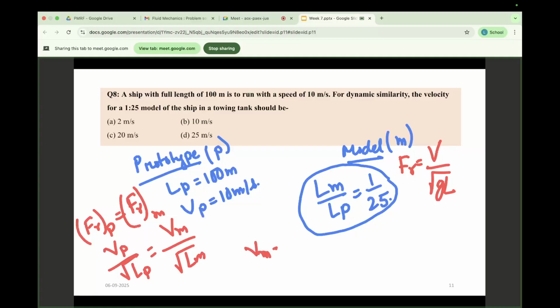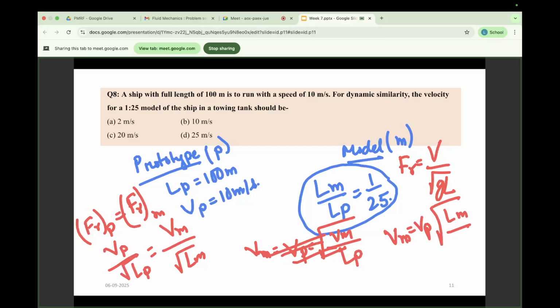So Vm basically is Vp into... Any confusion up to this? Vp equal to Vm. Oh, sorry, it's a mistake. So Vm equals Vp into root Lm by Lp.